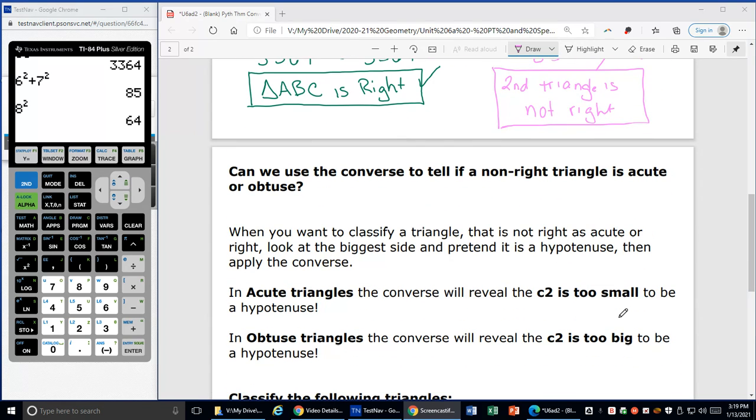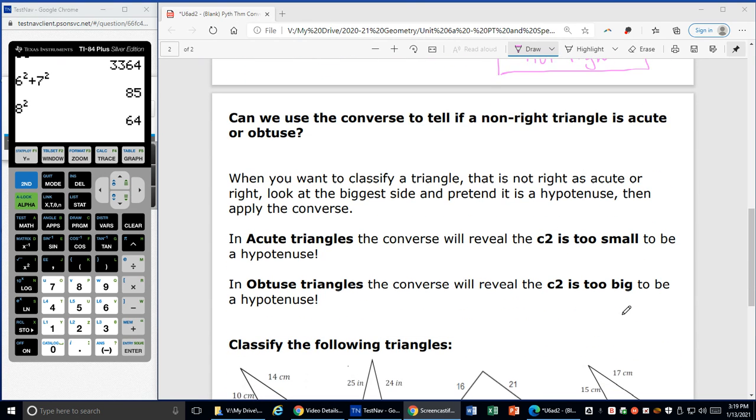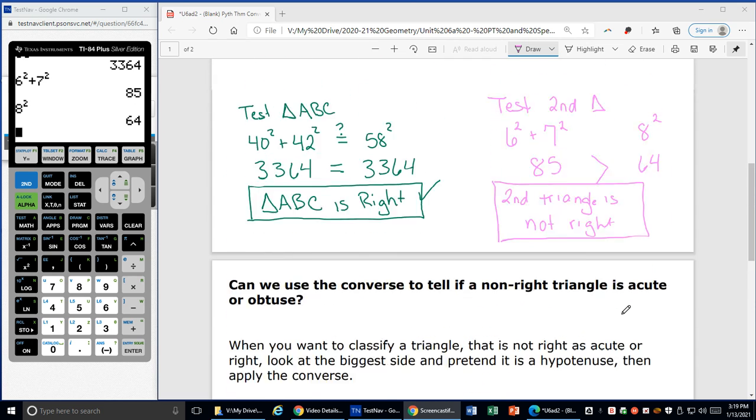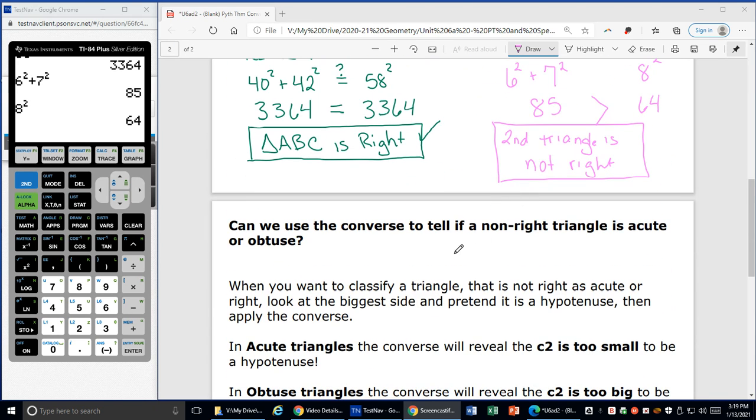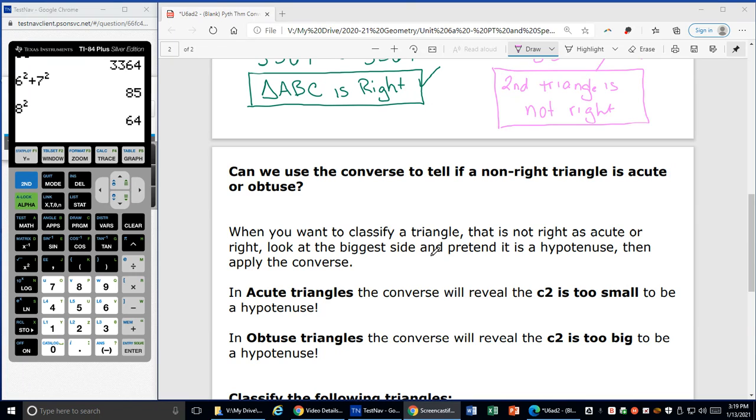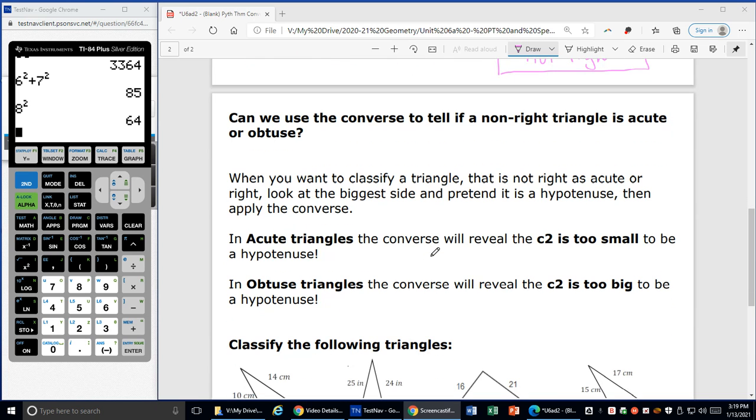But we left off in the last notes asking the question, can we use the converse to tell if a non-right triangle is acute or obtuse? So this angle in the corner that wasn't right, can I tell, is it less than 90 or is it more than 90? When we want to classify a triangle that's not right as either acute or obtuse, we're going to look at the biggest side and pretend it is a hypotenuse. And then we're going to apply the converse.